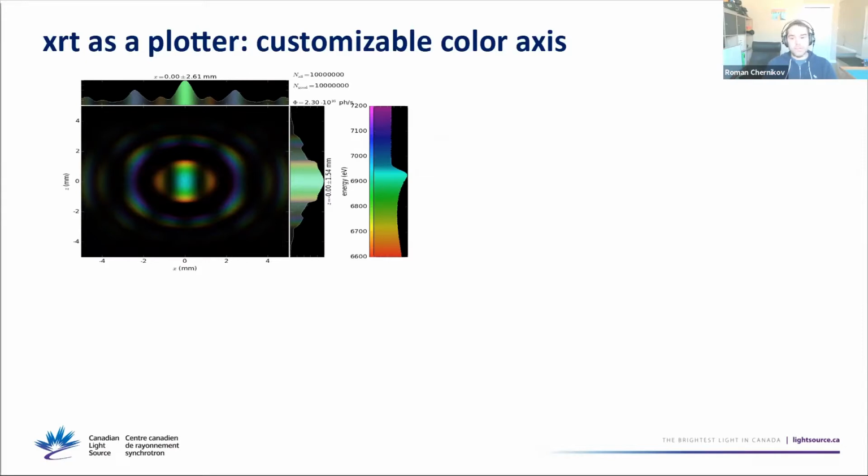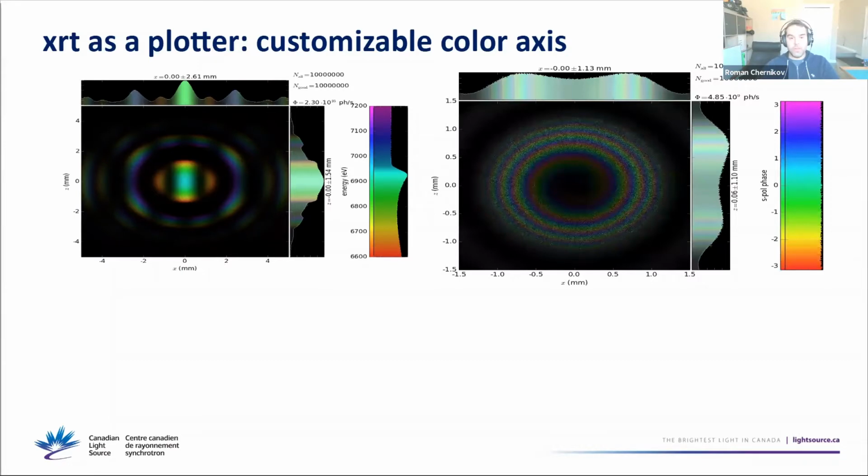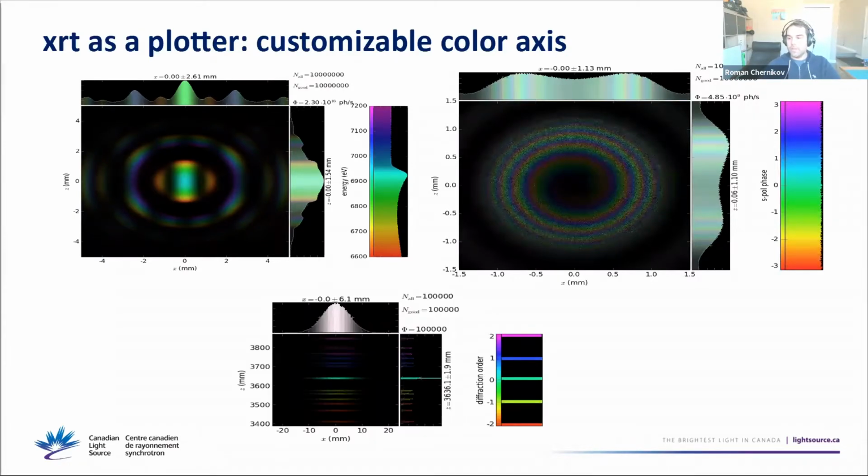Having color as an additional dimension is really useful. You can use color to demonstrate energy or phase, like in this case of the elliptical undulator. Or you can assign different colors to different diffraction orders going out of the grating. So it's nice to have it.